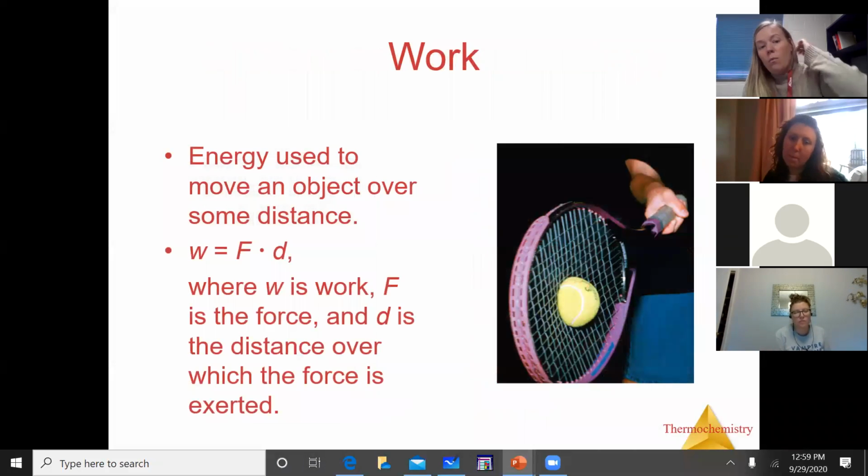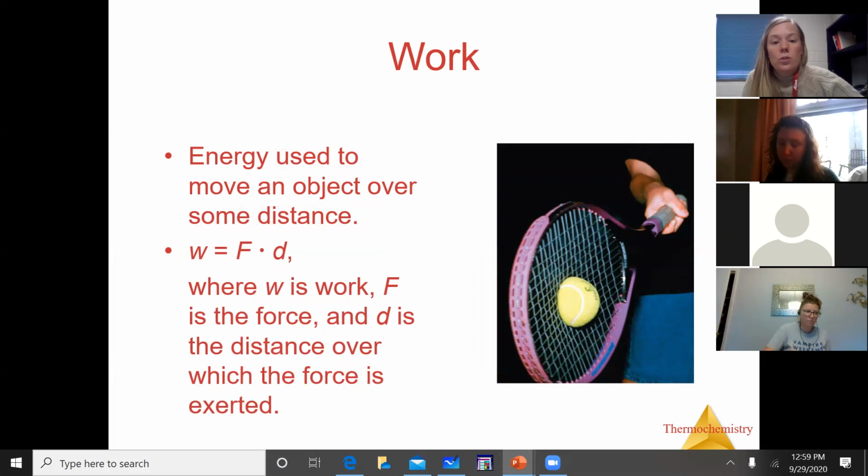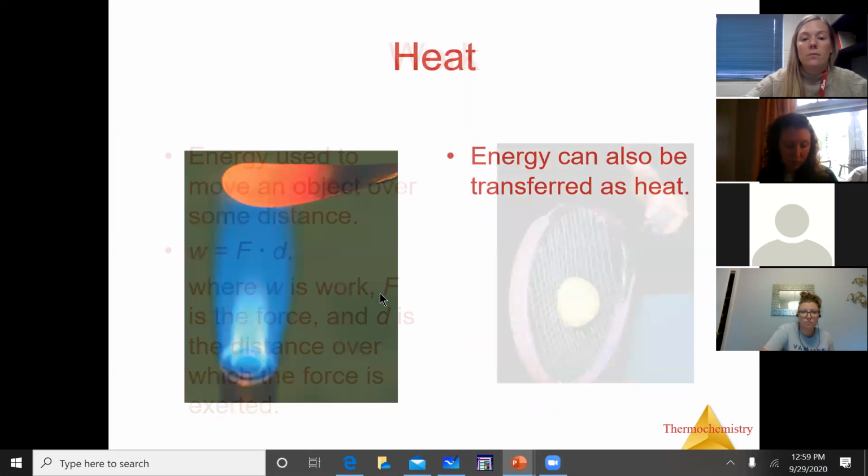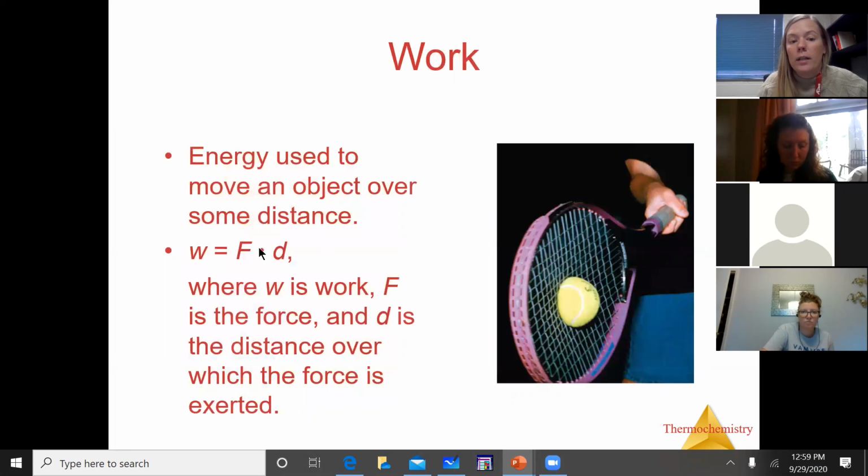We've talked about work, energy used to move an object over a certain distance. Work here being force times distance. So if we want to apply a larger force, it'll be more work. If we want to stretch it over a larger distance, again, we'll need to have more work because these are directly related to each other. So as this goes up, this goes up. As this goes up, this goes up as well.